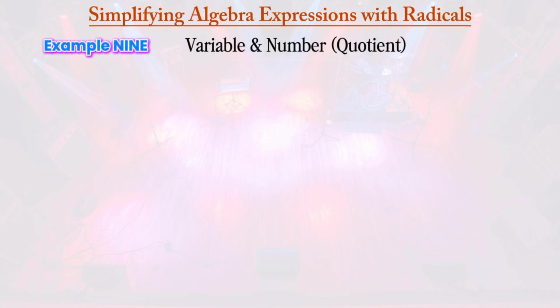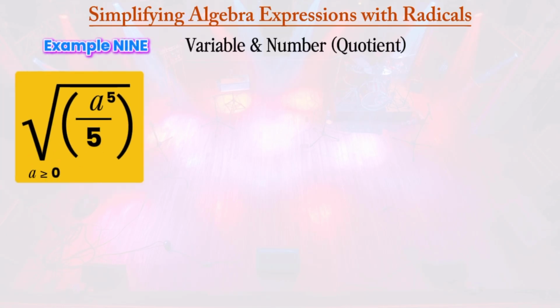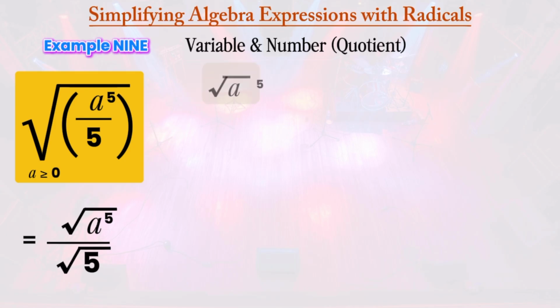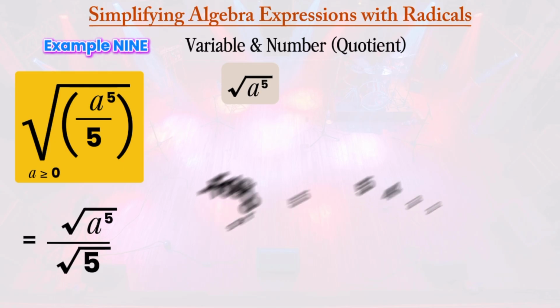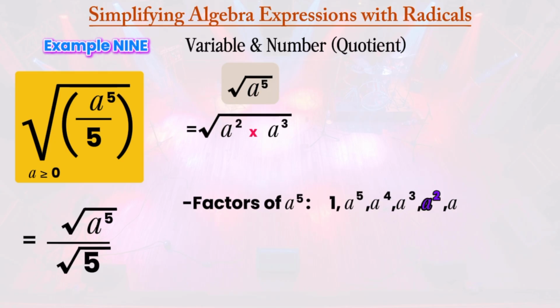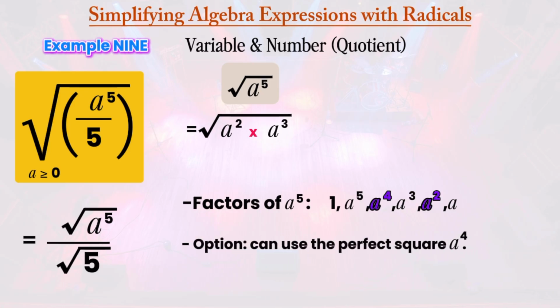Here we have the square root of a to the power of 5 divided by 5. Since the subjects involve division, the expression can be written out like this. First, we'll focus on the a to the power of 5 piece. When we break down a to the power of 5 with a perfect square factor, this is what we get. I'm sure by now you get the pattern. If not, that's okay too.